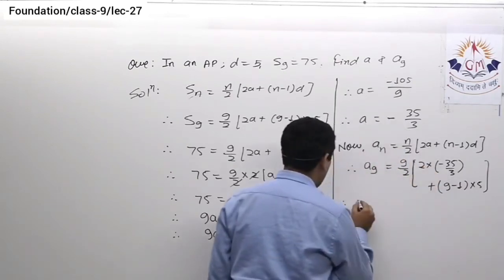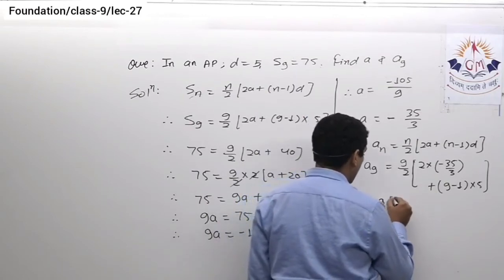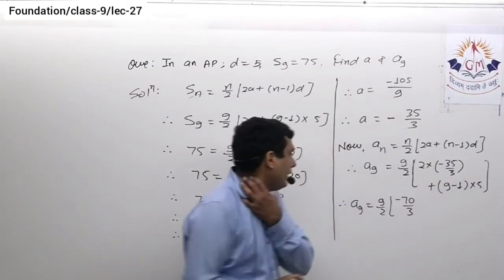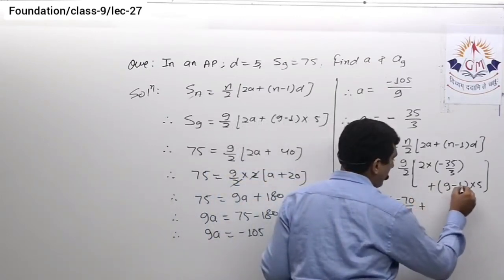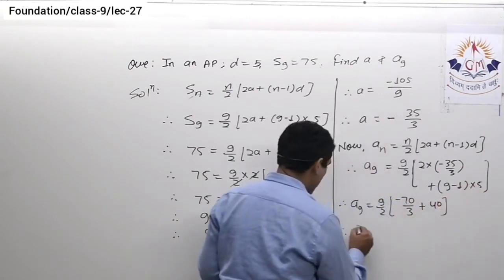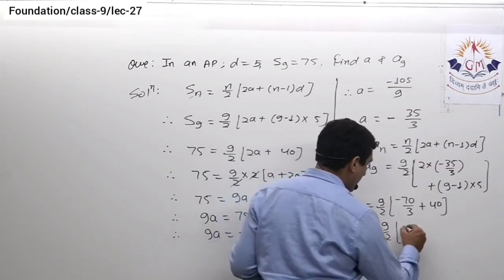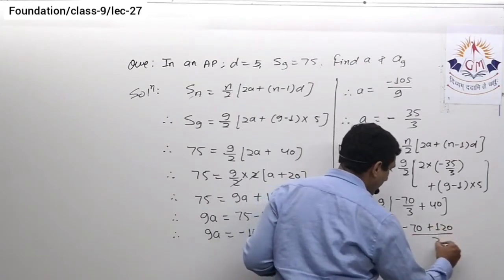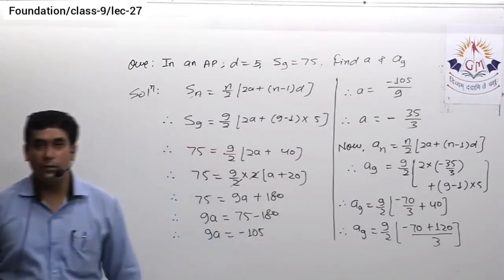Okay, so therefore I can say a9 is equal to 9 by 2, minus 70 by 3, 2 times 35 is 70, plus 9 minus 1 is 8, 8 fives are 40. Okay, so therefore a9 is equal to 9 by 2. Here you have to take LCM, so minus 70 plus 120 divided by 3. So note it down, then I will give you the remaining solution.